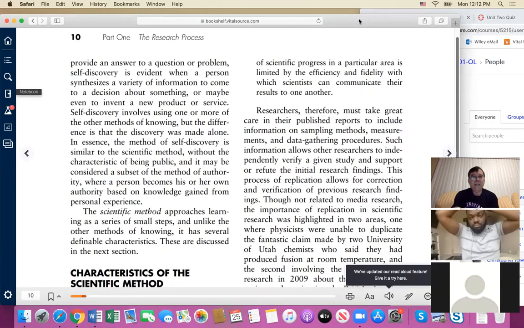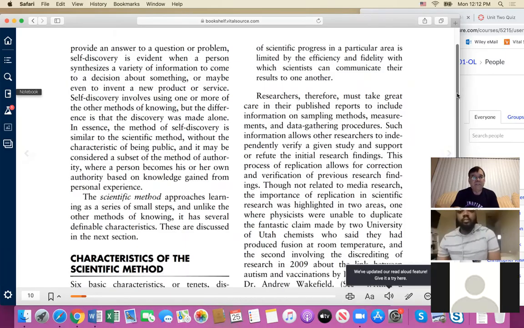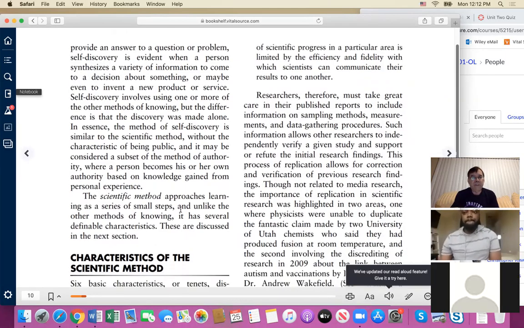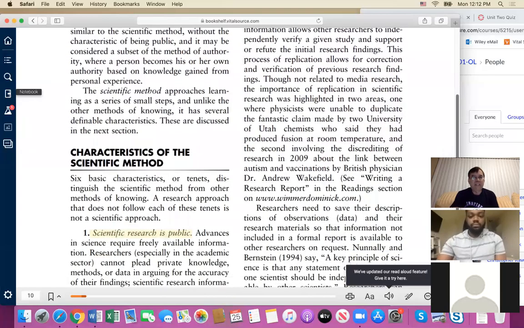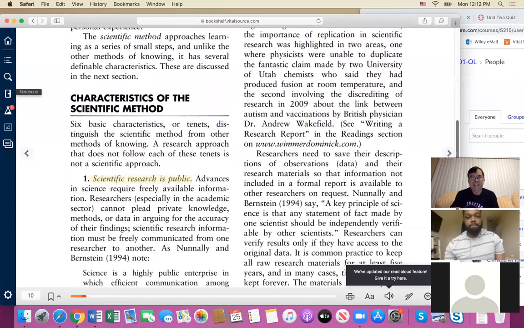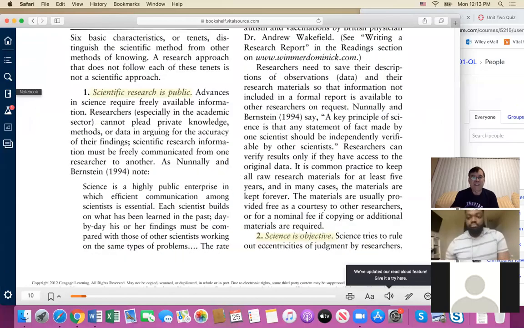My screen up there is the textbook. Textbook on page 10, it has the characteristics of the scientific method. There are 6 of them. It says right here, the scientific method approach of learning is a series of small steps. It has several defining characteristics, or 6. 1, scientific research is public. It advances in science and makes information available for others. So we can have normal science, where other people will read it and follow it or not.